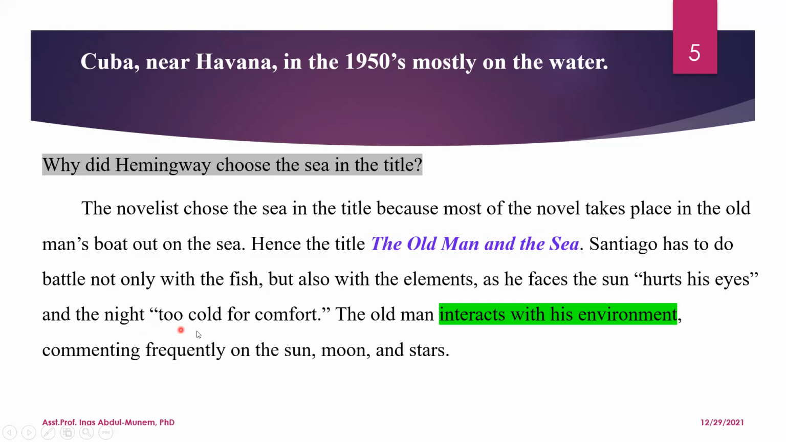He also faces the night. The night is too cold for comfort, too cold to be comfortable. You know, when you are cold, you cannot be comfortable. These are the elements, the sun and the coldness of the night. The old man interacts with his environment, and he also comments frequently on the sun, the moon, and the stars. This is, of course, mentioned in the novel.